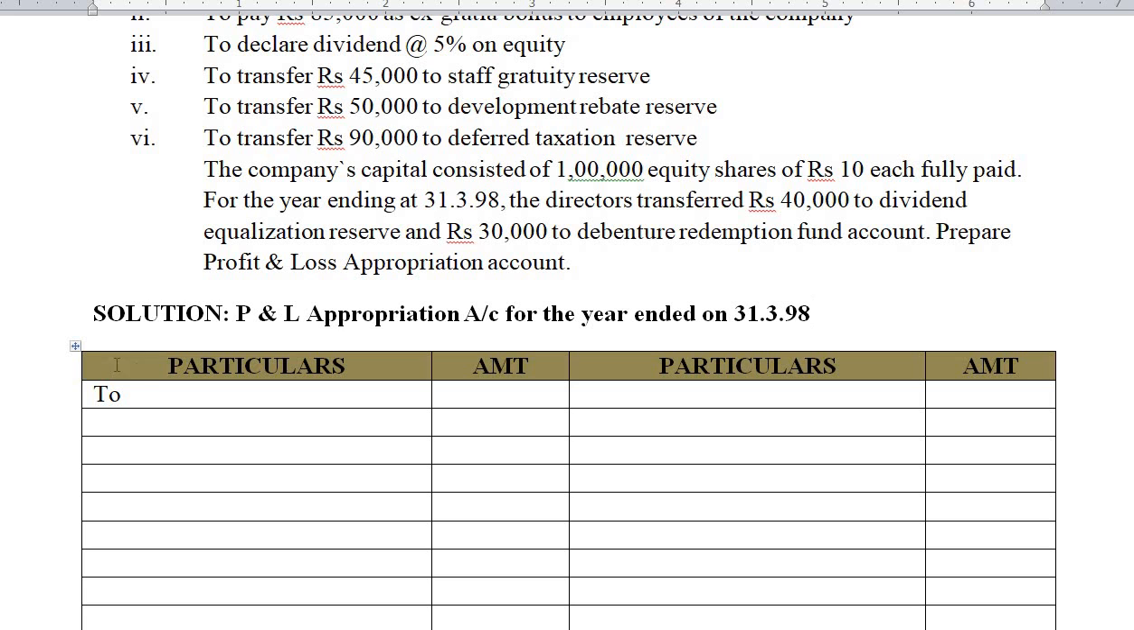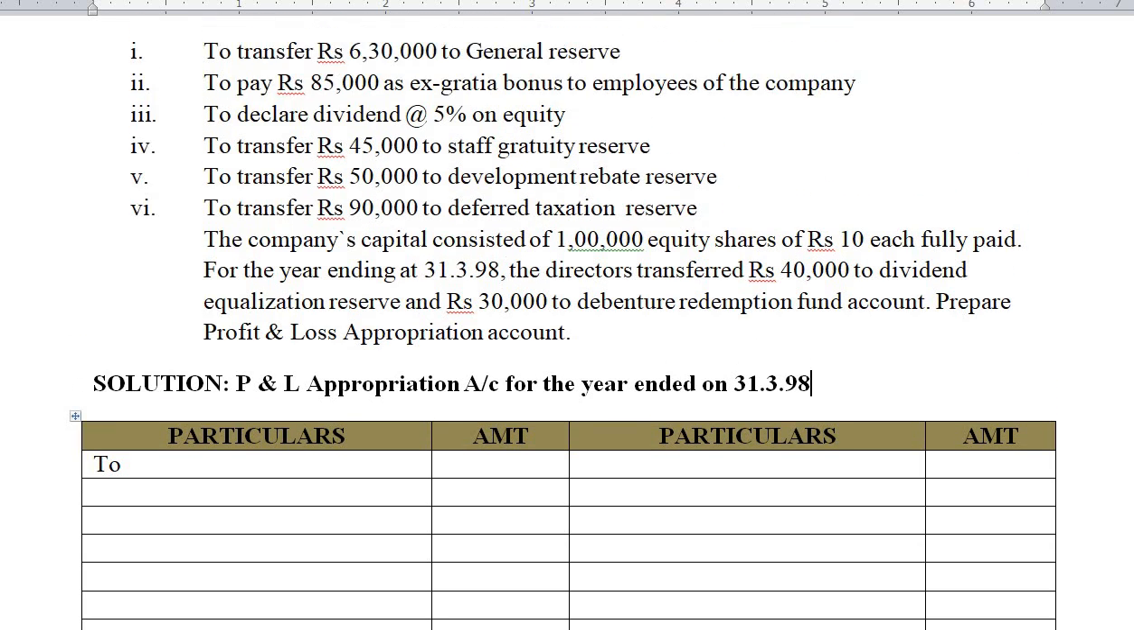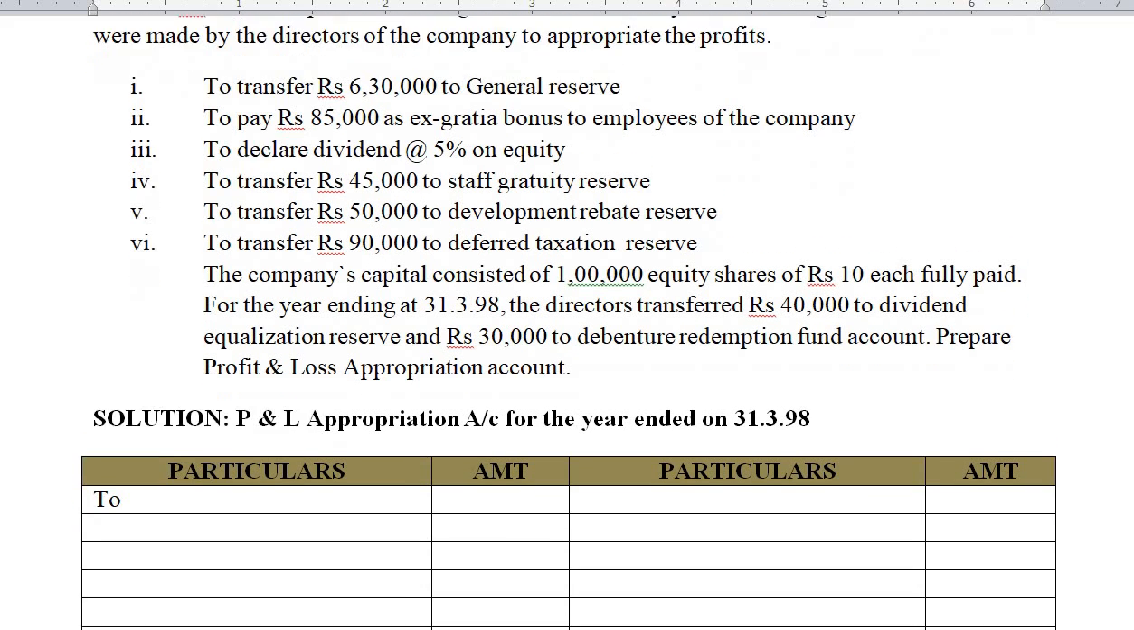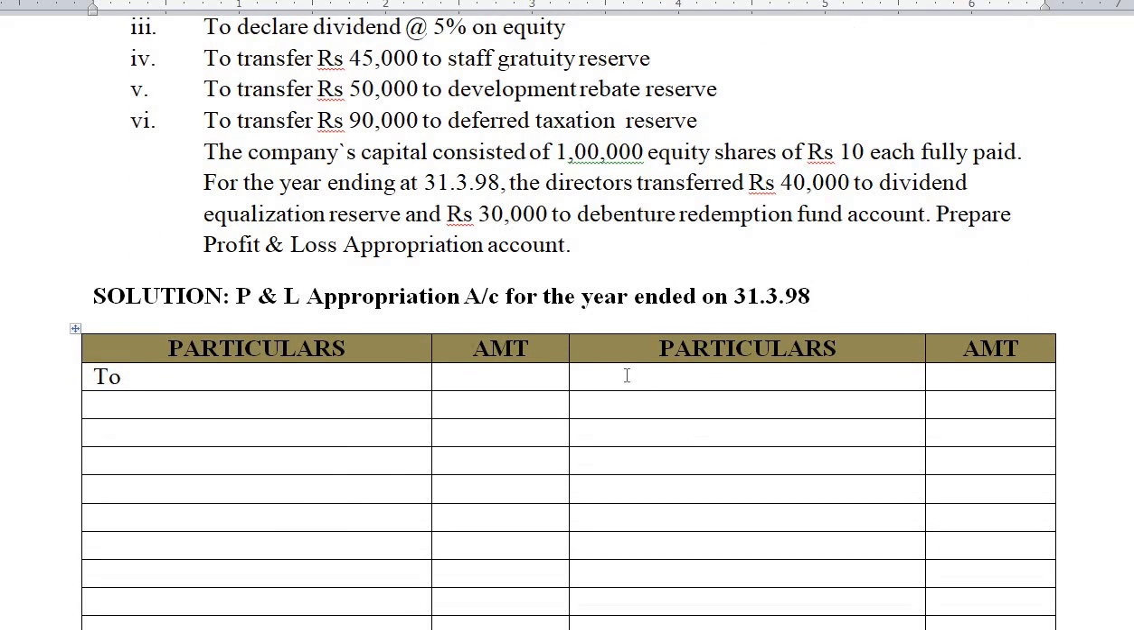Okay, now I have the particulars and I have the adjustments which are to be made. So the first adjustment, what you're going to do is transfer the current year's profit as well as the profit which is brought forward from the last year. That is to be posted in the credit side, as you know. So we are going to write by balance. That is, by balance brought down will be the last year's profit. So the amount for last year's profit is 1,30,400.